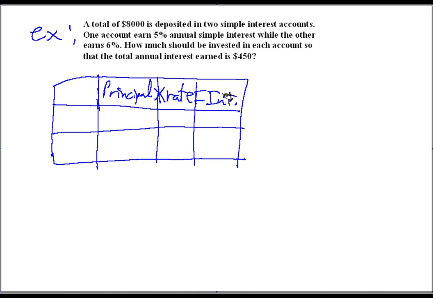Alright, so I is equal to P times R. Again, we're leaving off the T because for the problems in this section, T will be 1 year, so we can leave it off. Alright, now what goes in these two boxes?